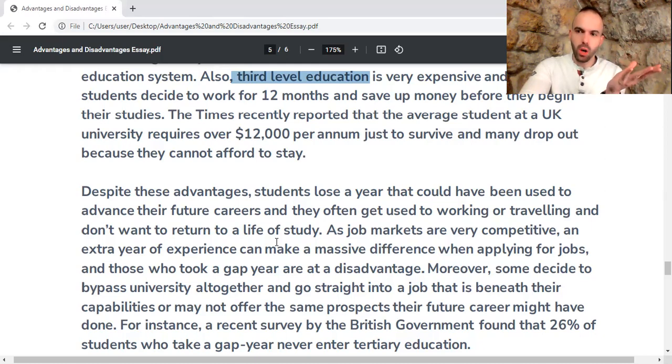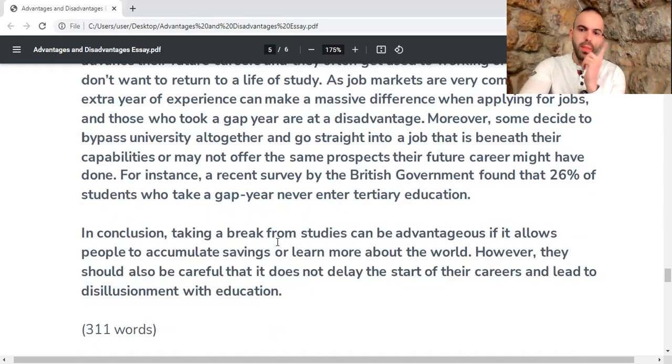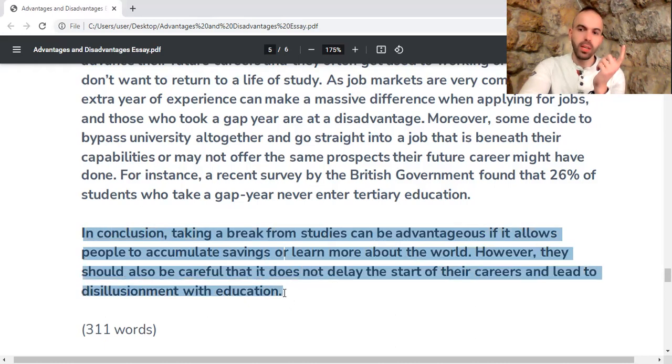We have applied the structure of the first question type essay of IELTS, advantages and disadvantages. Now let's see the conclusion. In the conclusion, you just have to paraphrase the introduction. So let's read it together.